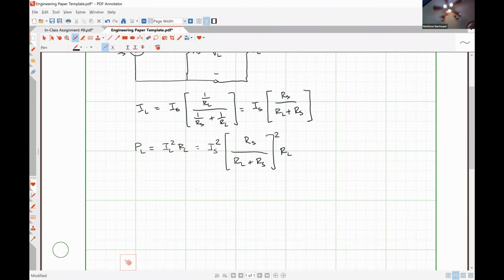So let's do some math here. IS squared RS squared RL divided by RL squared plus twice RL RS plus RS squared, where I just FOILed out that denominator, pre-algebra style. And let's see.